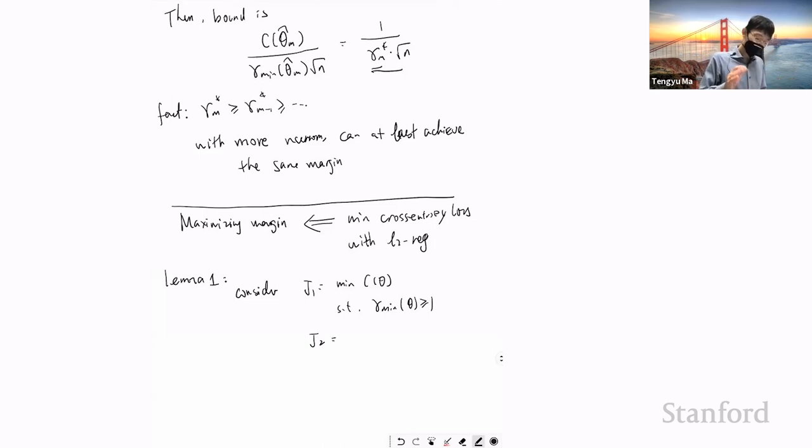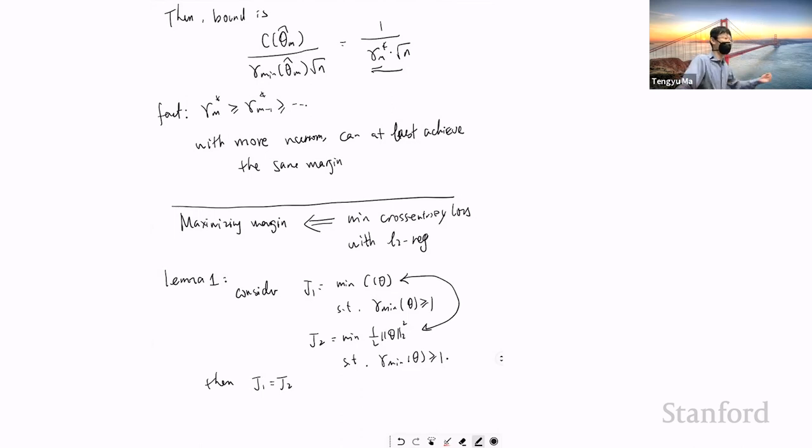So anyway, here I'm minimizing the complexity with the margin larger than 1. And I'm claiming that if you look at another one, where you minimize the L2 norm with the constraint that the margin is larger than 1, these two are the same. Obviously, these two complex measures are not the same. But if you minimize the complexity, the extremal point actually turns out to be the same, which is kind of interesting.